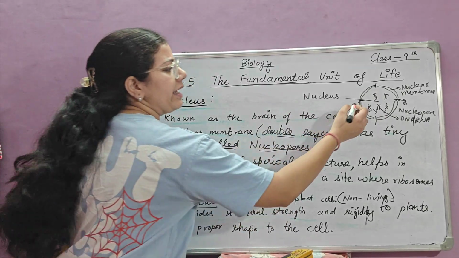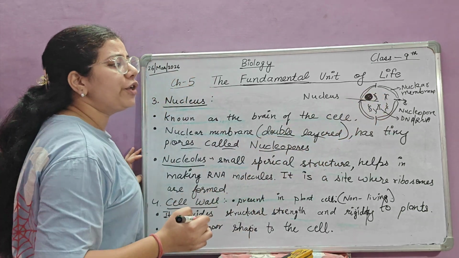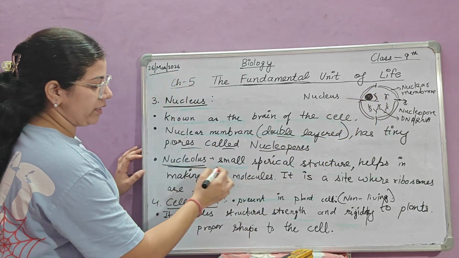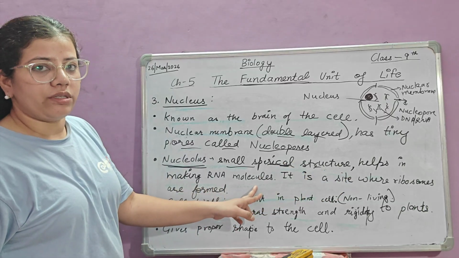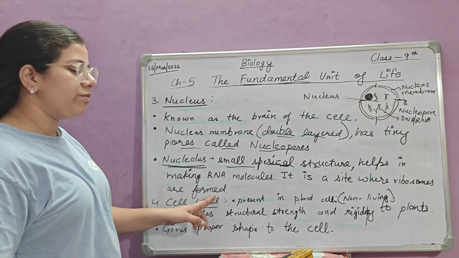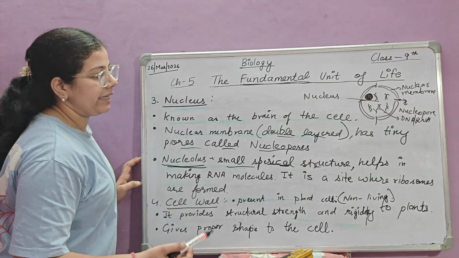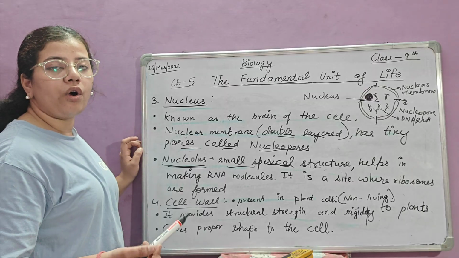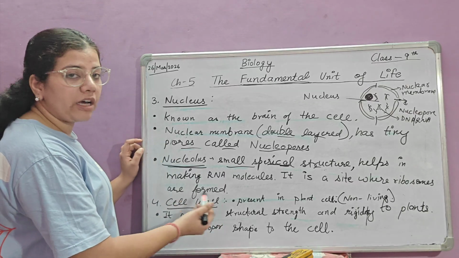Now, inside the nucleus there is a small, prominent structure called the nucleolus. The nucleolus is a small spherical structure that helps in making RNA molecules, which we will study in later classes. It is a site where ribosomes are formed. Okay. The next most important component of the plant cell is the cell wall, the outermost covering.